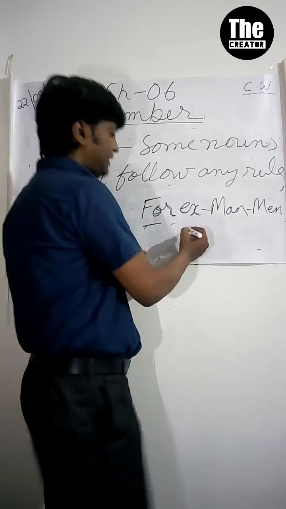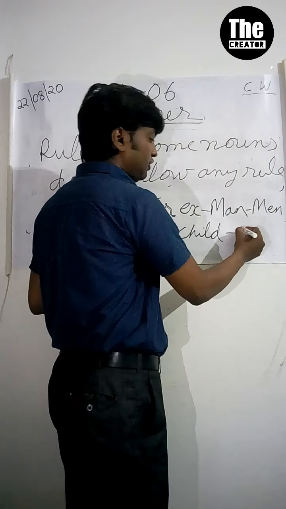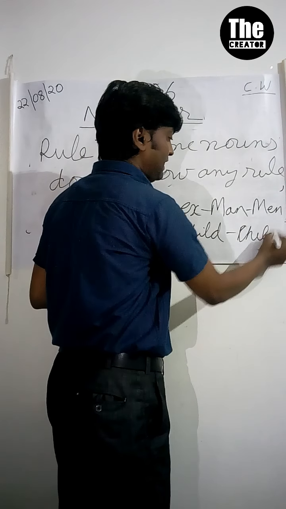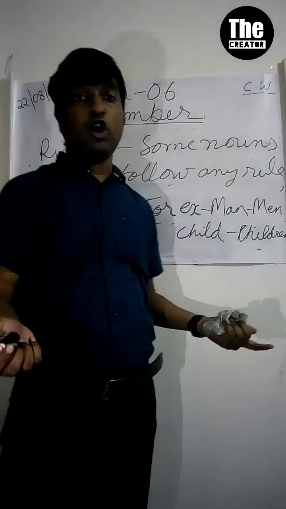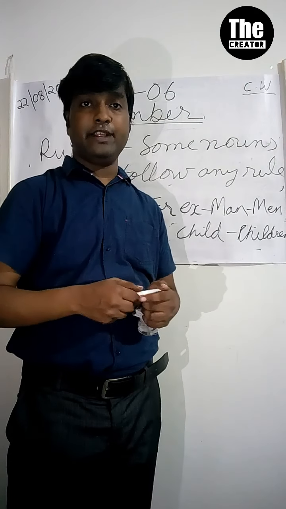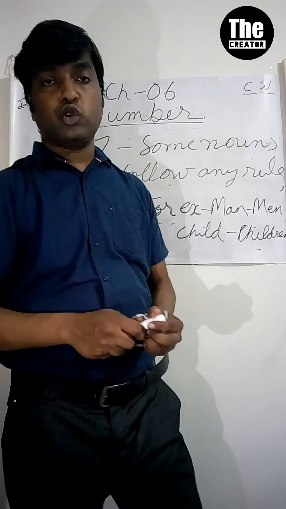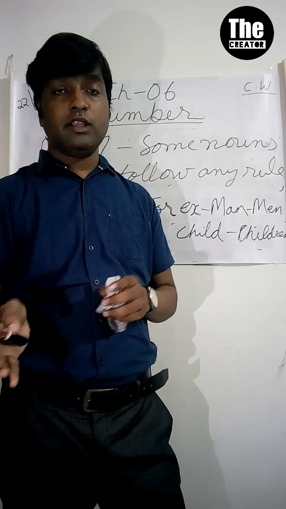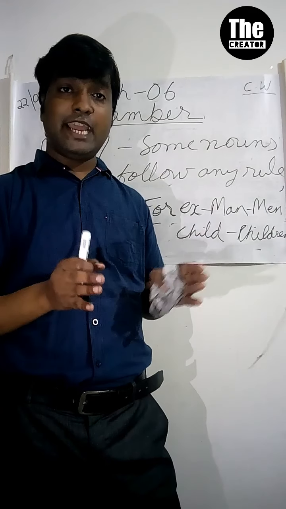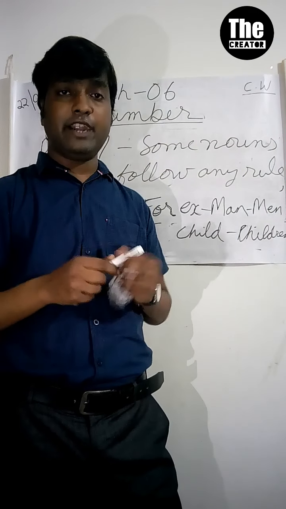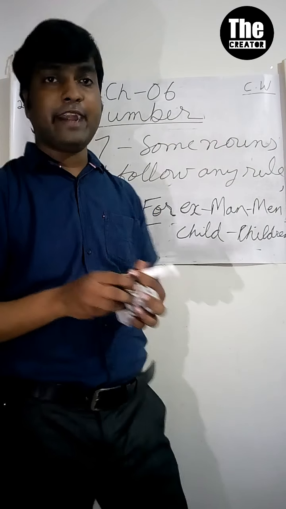Got it? Another example, child. What you need to do? You need to write children. So these are the nouns that do not follow any rule. Got it? If I talk about one more example, tooth, T-O-O-T-H. Its plural form is teeth, T-E-E-T-H. Got it? So this was our rule number 7. Let's talk about rule number 8.